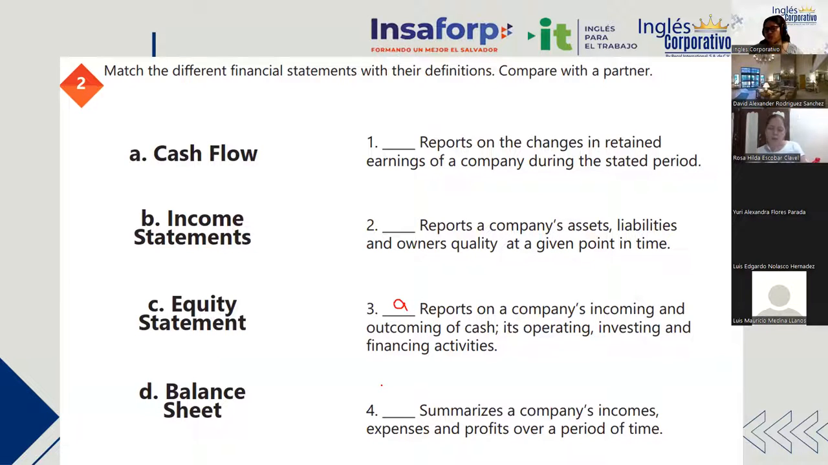Cash flow reports on a company's incoming and outgoing of cash, its operating, investing, and financing activities. Okay, what is income statement? Number four. It summarizes a company's incomes, expenses, and profits over a period of time. We were saying that period can be months or a year, right? Once a month or once a year.